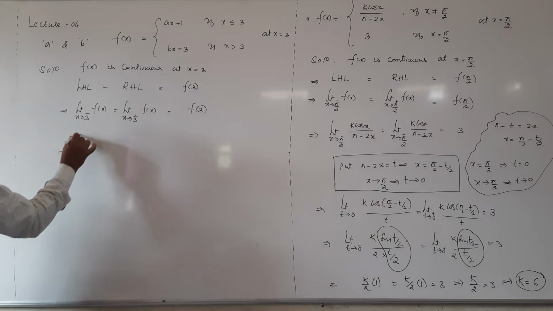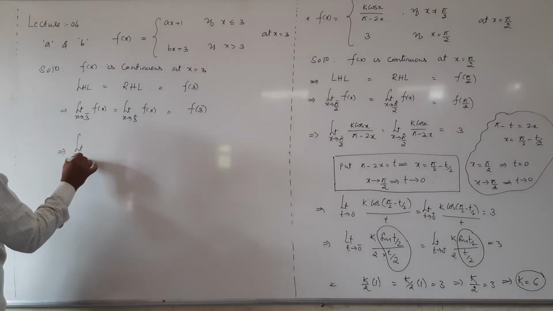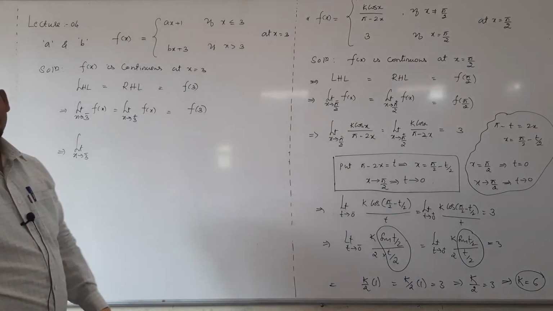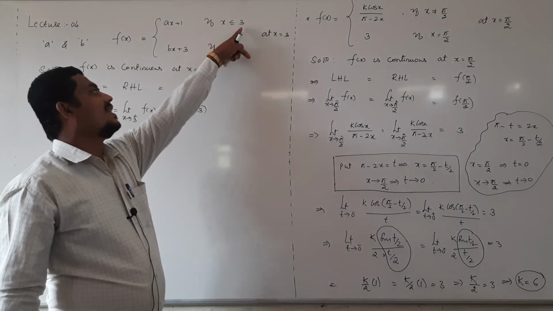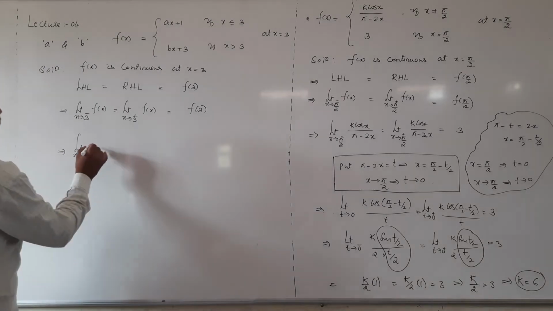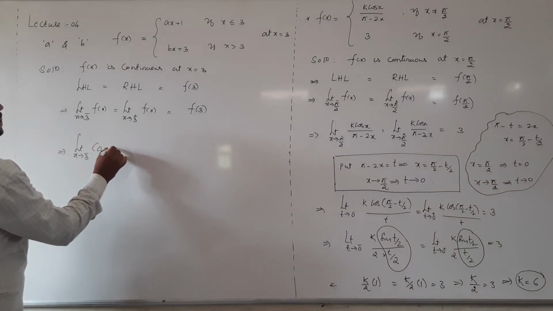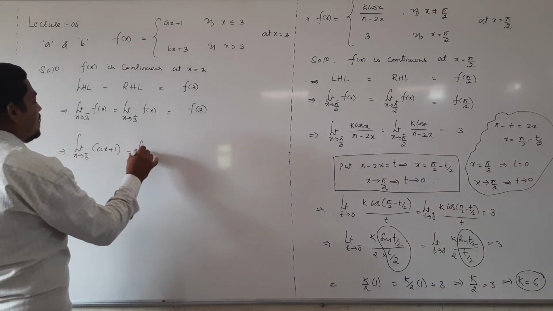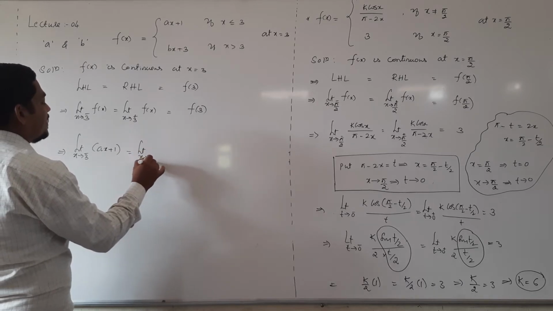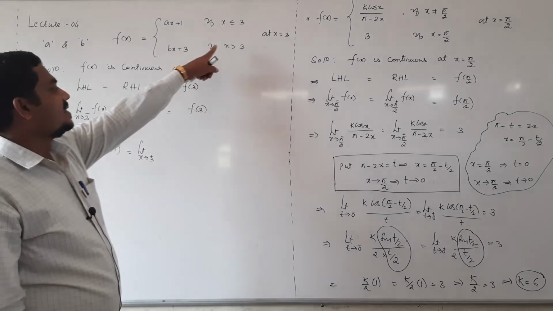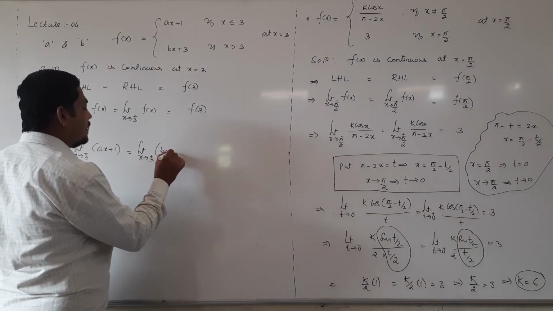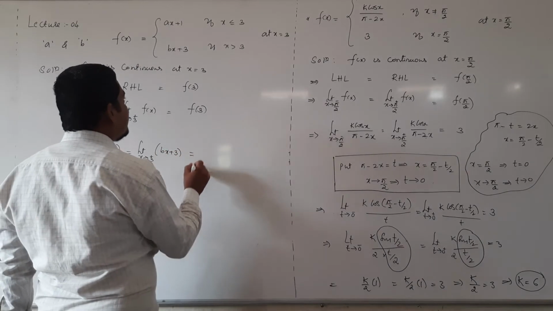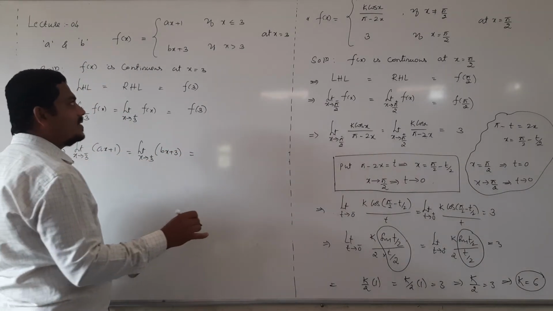Now limit extending to 3 minus means already you know 3 minus means less than 3. Once x value less than 3, what is our f of x? That is ax plus 1, that's equal to limit extending to 3 plus. 3 plus means x value more than 3. Once x value more than 3, our f of x is bx plus 3, that's equal to f of 3. What is f of 3?